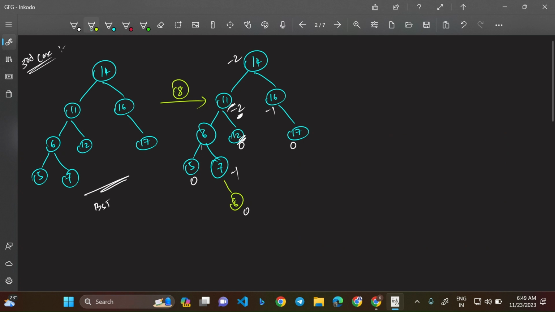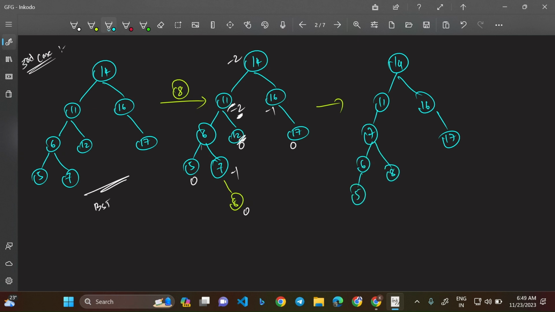So after doing a single modification, what I'll be getting is 14, 11, 16 and then 17, and after doing the right rotation I'll be having 7 here, and I'll be having 6 here, I'll be having 5 here, and I'll be having 8 here. Okay, this is what I'll be having. Great. And after another iteration, what I'll be having here is 14.